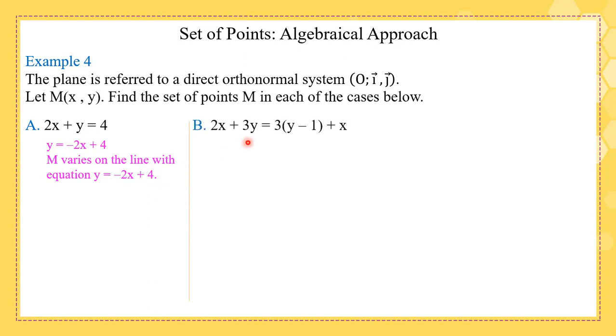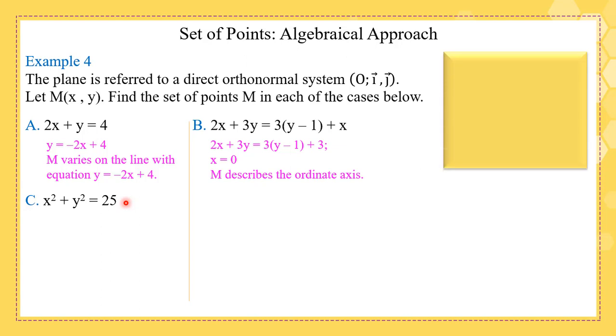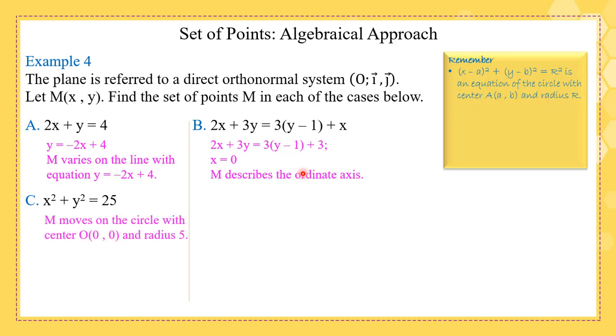The second part, this equation, we try to reorganize it. So we get x equals 0, so we can tell that M moves on the ordinate axis. The third case, remember here, as we said before, this is the general equation of a circle with center (a, b) and radius capital R. So in this case, M would move on the circle with center O(0, 0), because small a and small b in this case are zeros, and radius the square root of 25, which is 5.